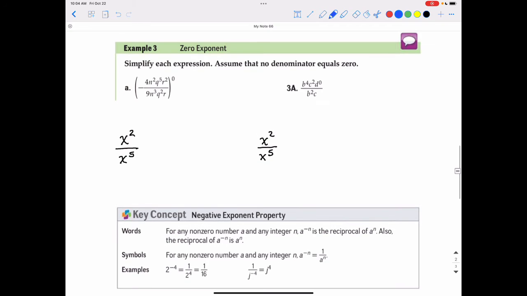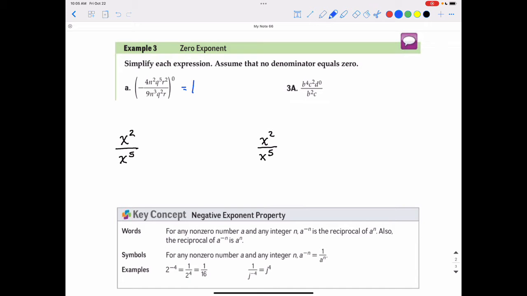So let's look at these expressions. This one says negative 4n squared q to the 5th r squared, 9n to the 3rd q squared r, all to the 0 power. Well, everything in that set of parentheses is going to be taken to the 0 power, which means the answer is just simply 1. Don't have to go to each piece and take those all to the 0 power because they're all going to be 1s anyway, and 1 over 1 is just going to equal 1.